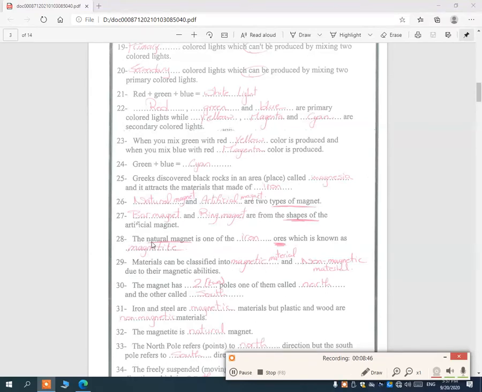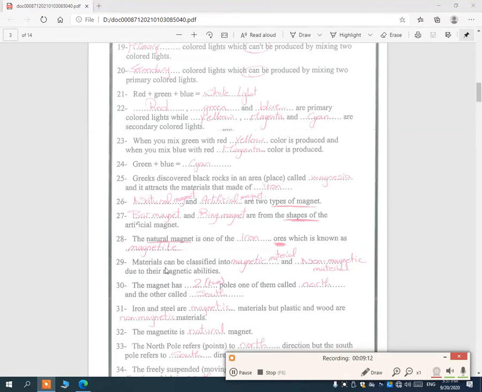Number 28, the natural magnet is one of the dots ores. When you see the word ores, you must write iron before it. Natural magnet is one of the iron ores, which is known as magnetite. Its name is magnetite.